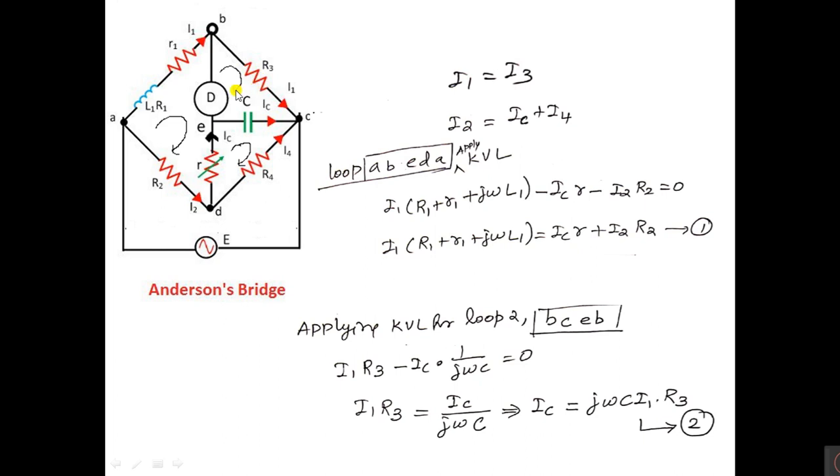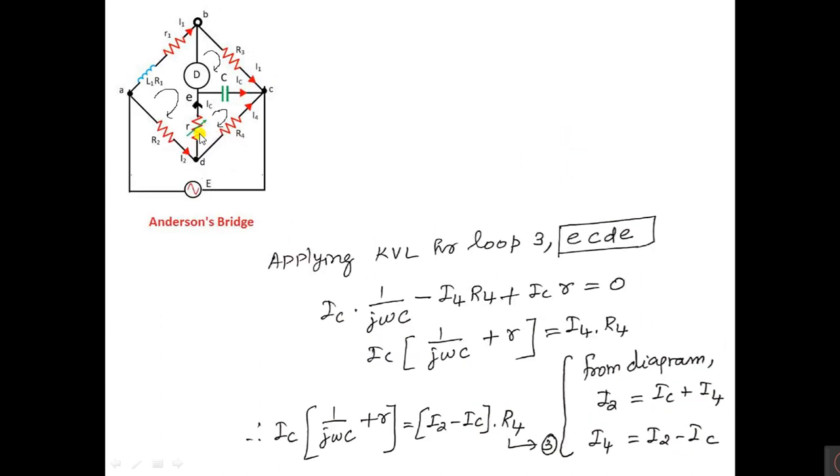Now consider loop 2, the loop B, C, E, B. This is open, there is no current flow here. Writing the equation, I1 R3 minus IC into 1 by j omega C. This is minus because of the opposite current flow. So minus IC into 1 by j omega C equals 0. From this I can write I1 R3 equals IC divided by j omega C. So IC equals j omega C I1 R3. This is expression number 2.